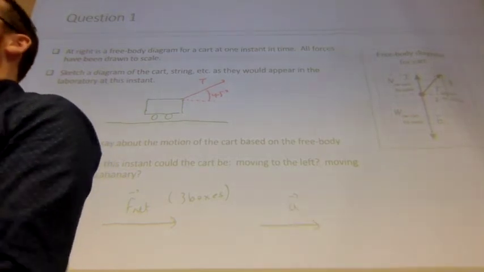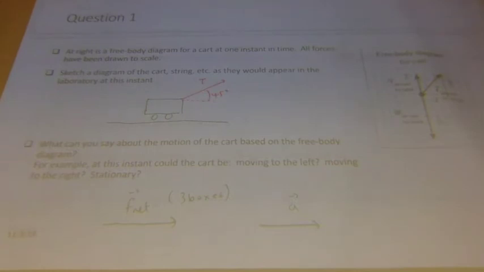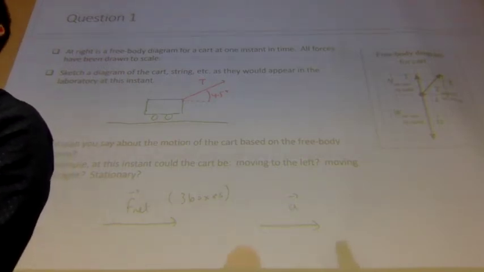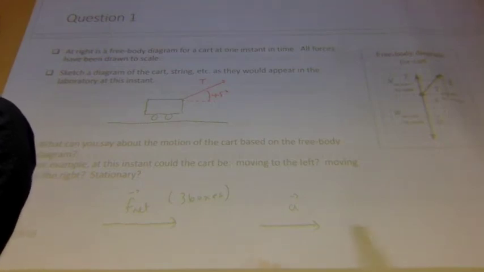Think about your kinematics and how much time I spent talking about the difference between v and a. Does a rightward acceleration mean the object's moving to the right? No. Does it mean it's stationary? Could it be stationary? Yes. Could it be instantaneously at rest and just about to move to the right? Yes. Could it be moving to the left and slowing down? Yes. Could it be moving to the right and speeding up? Yes. The acceleration tells you nothing about the movement, only the change in the movement.